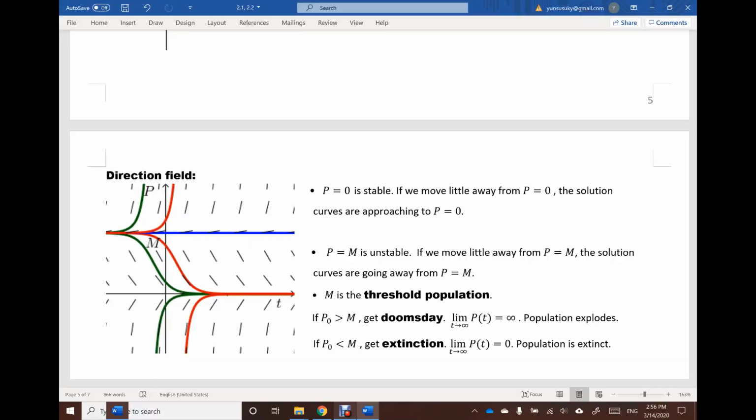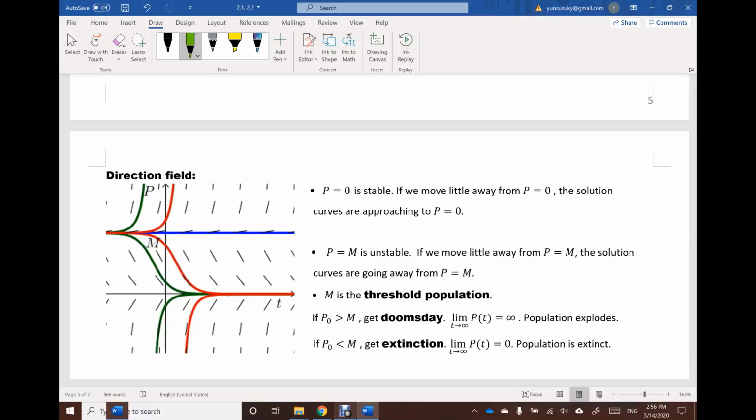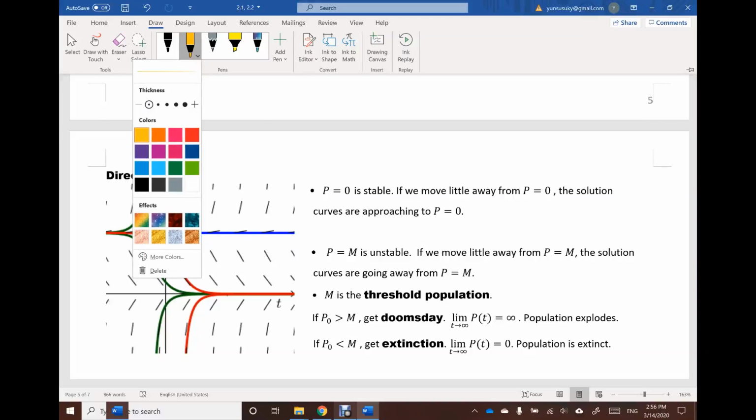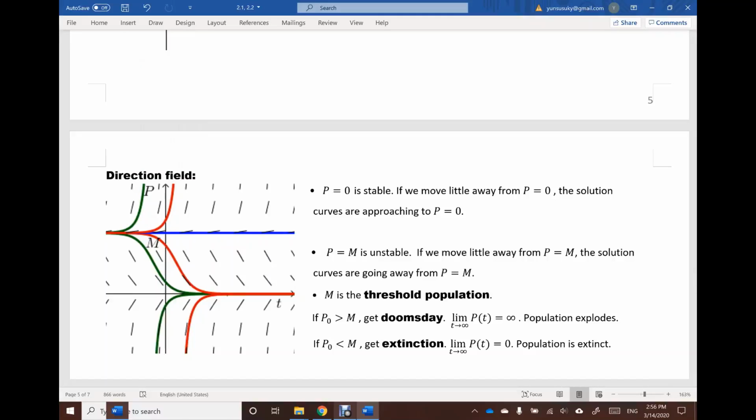You can see it depends on our initial value. If the initial value P0 is greater than M, what happens? It just blows up to infinity, so the population explodes. We get doomsday in that case. If the initial population is less than M, then it will just get close to 0, and the limit is 0, so the population goes extinct.